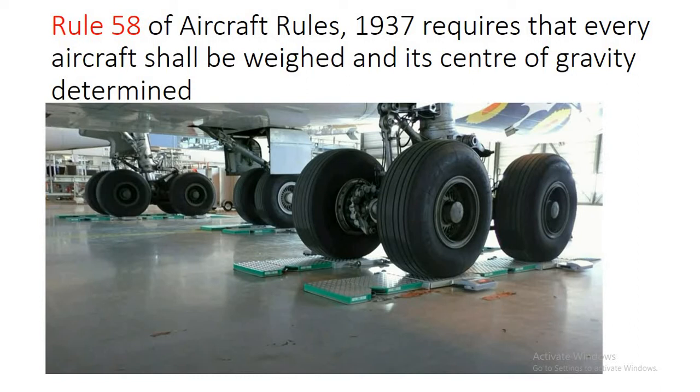Now you can see a picture here. It's actually the weighting process of an aircraft. You can see some large cells and above which you can see the tires of the aircraft, the wheels. So the wheels are kept above this scale, and the scale will be connected to the computer. So in computer you will get a reading. What is the weight? There's a computation you have to do. At the end you will get the total weight of the aircraft. This is how you do weighting.